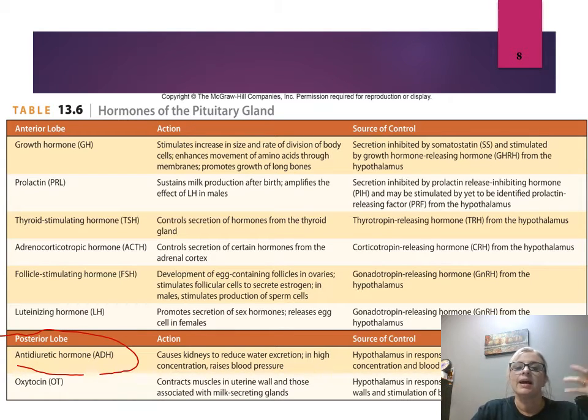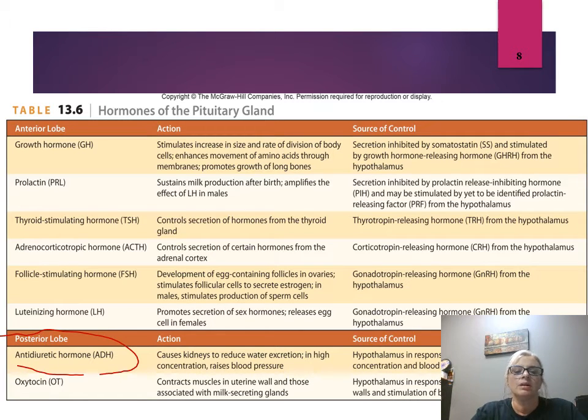Diuretic means to pass urine, so diuretics increase urine production. So this helps control body fluid concentration and blood pressure. If it's an antidiuretic, it stops the function of diuresis, passing urine.